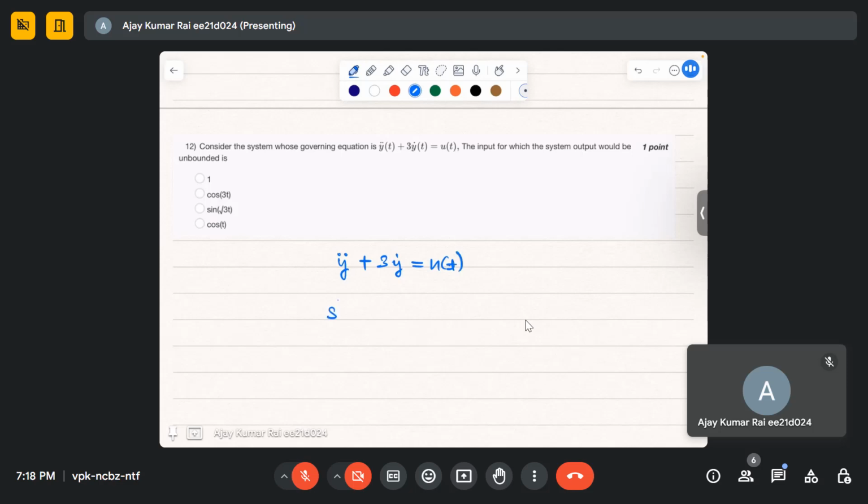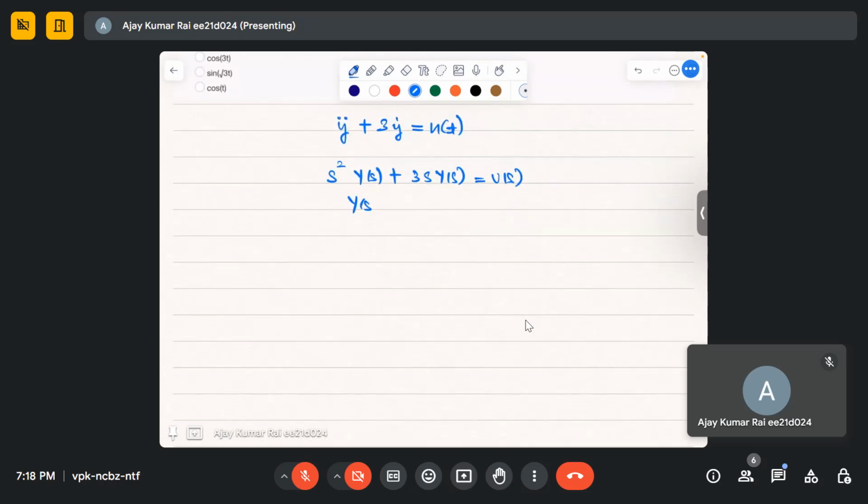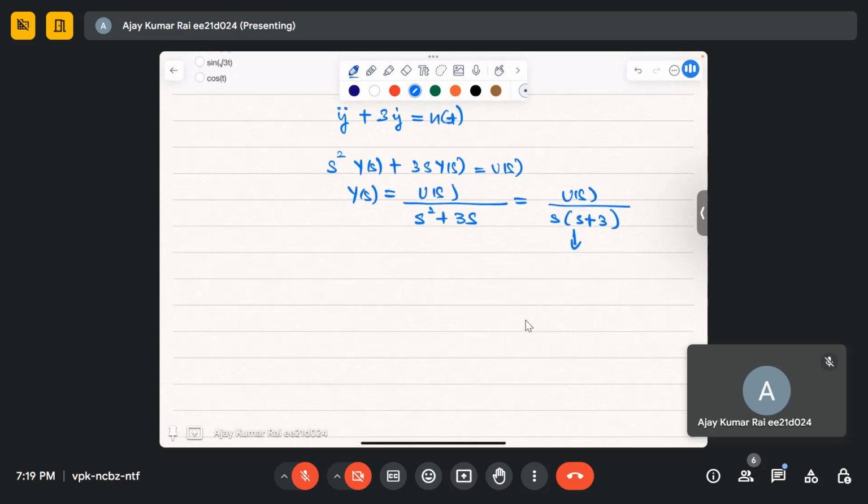Okay, so take the Laplace transform. You'll get s squared plus 3s times Y(s) equal to U(s). So s squared plus 3s. Oh, so what I can do is take s common: s into s plus 3. So s equal to 0 and s equal to minus 3. These are the poles of this particular transfer function.